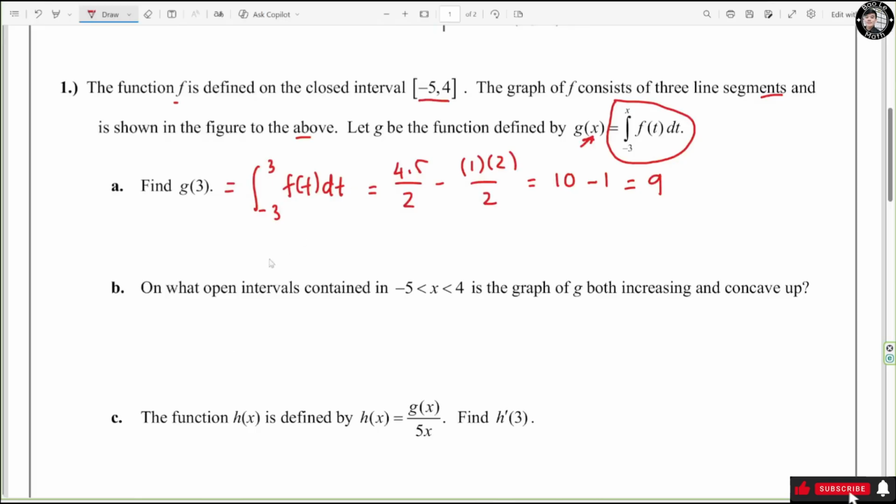Question B. On what open intervals contained in -5 to 4 is the graph of g both increasing and concave up? Increasing means g prime of s greater than 0, right? And concave up means g double prime of s greater than 0, right? So we're going to take the derivative of this guy right here, right?